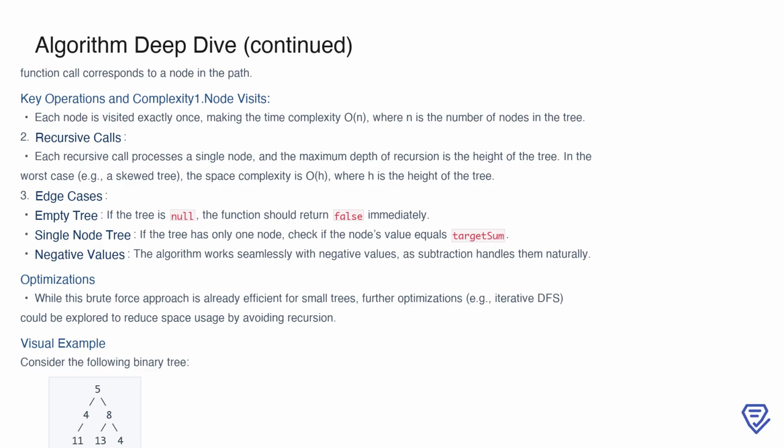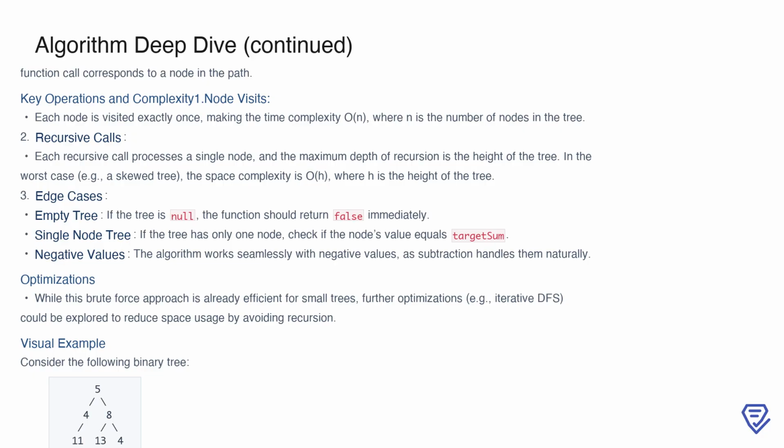If the tree is empty, the algorithm should immediately return false. For a single-node tree, it simply checks if the node's value matches the target sum. Negative values are also handled naturally, as subtraction accommodates them without any special adjustments. While this brute force approach is efficient for smaller trees, further optimizations, such as iterative DFS, could be explored to reduce the reliance on the call stack.